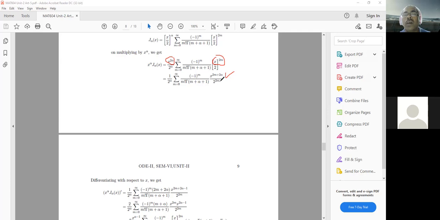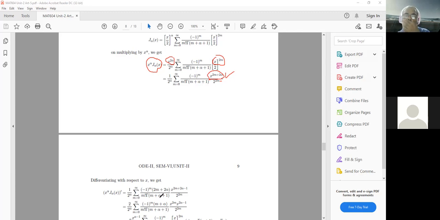No need to write this because we have taken this outside the summation. But if you write it, the product, it is 2 to the power 2m plus alpha in the summation. Okay, so no need to write this. Now this is the product of x to the power alpha with this Bessel function. Now we differentiate this with respect to x. So we just have to find the derivative of this, x to the power 2m plus 2 alpha, and see, the derivative of the left hand side is 1 upon, this is as it is because this is constant.